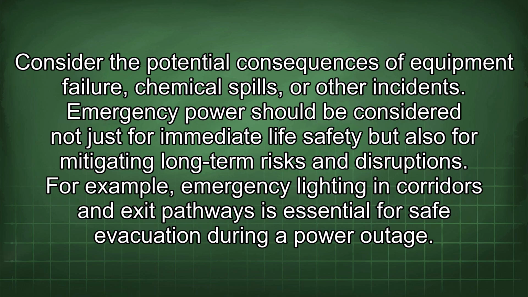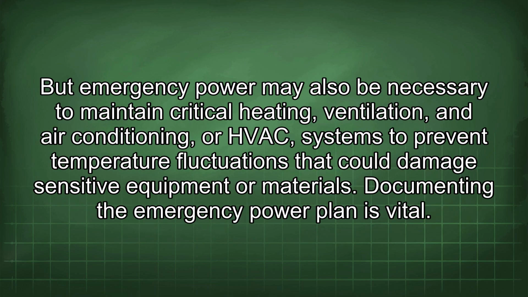Emergency power should be considered not just for immediate life safety, but also for mitigating long-term risks and disruptions. For example, emergency lighting in corridors and exit pathways is essential for safe evacuation during a power outage. But emergency power may also be necessary to maintain critical heating, ventilation, and air conditioning, or HVAC, systems to prevent temperature fluctuations that could damage sensitive equipment or materials.